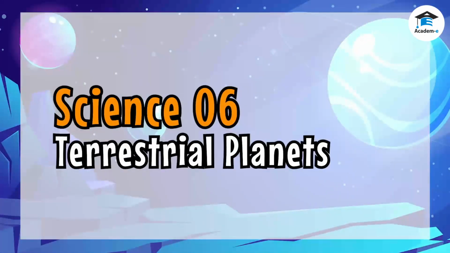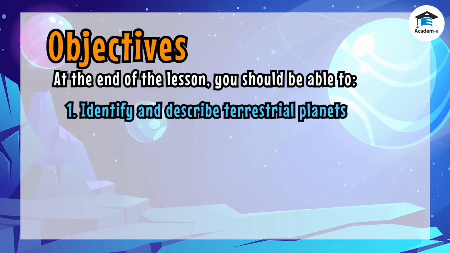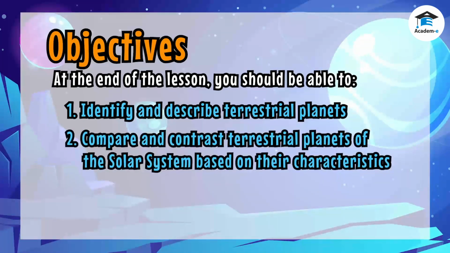Science 6. Terrestrial planets. Objectives. At the end of the lesson, you should be able to identify and describe terrestrial planets. Compare and contrast terrestrial planets of the solar system based on their characteristics.